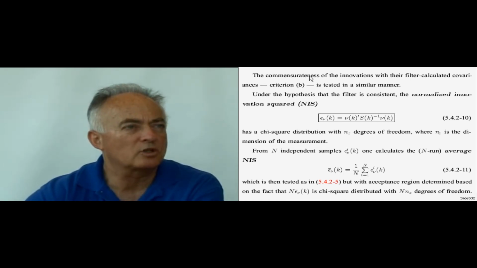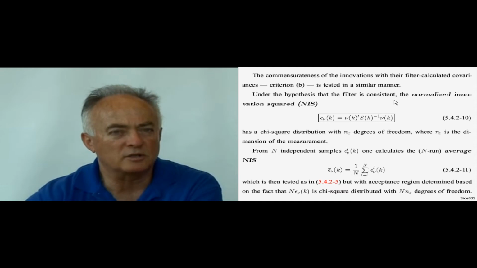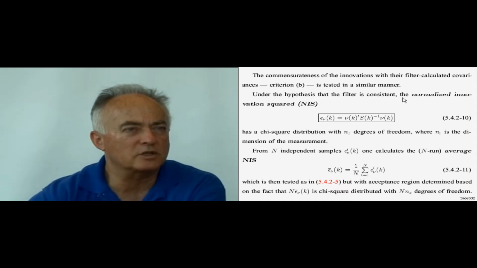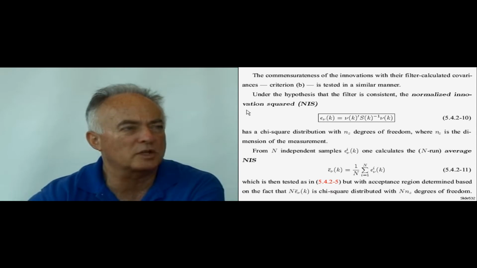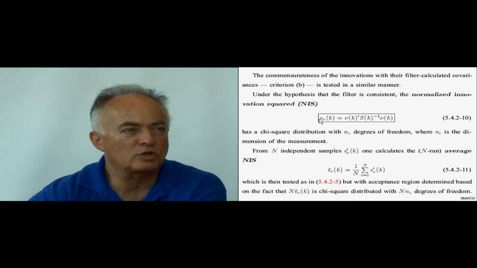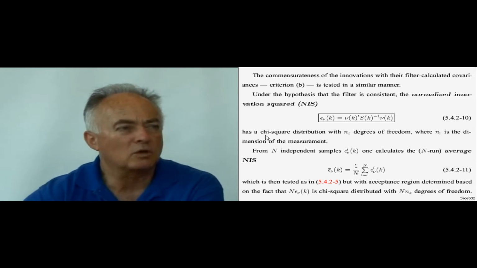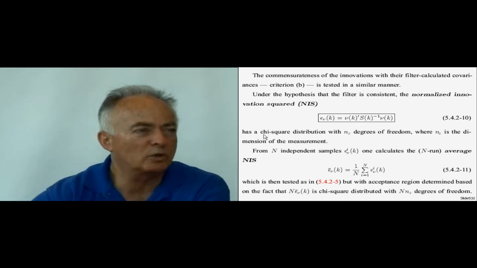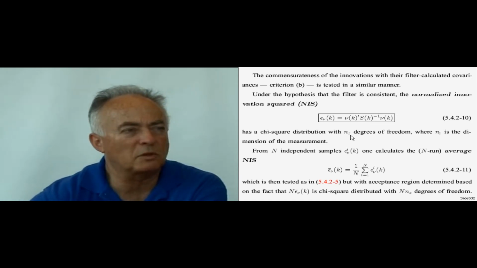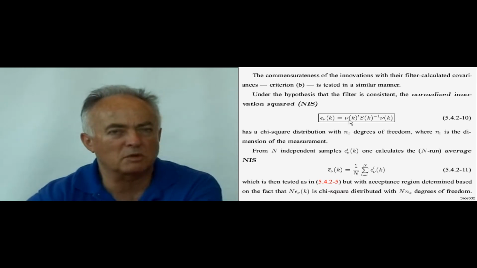The commensurateness of the innovations with their filter-calculated covariance as a second criterion is tested in a similar manner. For this we have, under the hypothesis that the filter is consistent, namely that innovations are zero mean and with the calculated covariance, the normalized innovation squared, NIS. That's epsilon sub nu equals nu prime S inverse nu, which, again because of the Gaussian assumption, would be chi-square distributed with nz degrees of freedom. Remember, innovation has the same dimension as the measurement, so the dimension is nz.